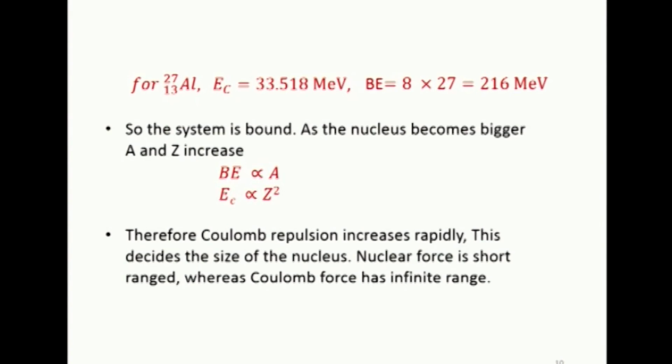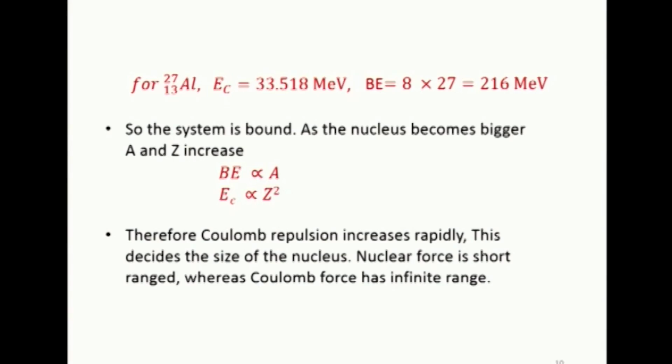Suppose I take aluminum and I want to make it undergo fission, then what is the energy required that I have to give? See, this is already 216 and this is 33. So, more than 170 or 180 MeV I have to give in order to separate. Whereas, if you take uranium, this Coulomb energy and binding energy will be almost equal, and it is possible to make it undergo fission.